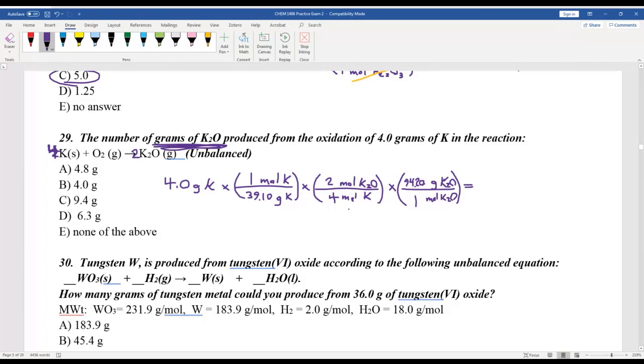The reason we know that the moles on top and the bottom here are 4 and 2 is because that is what is in the balanced equation. There's 2 K2O for every 4 K, which is why we have to balance it before we do the problem. The mole to mole ratio is always from the coefficients from the balanced equation.